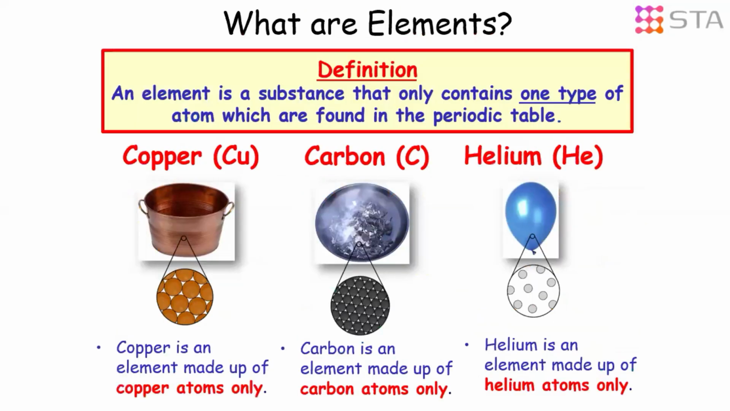Now, this is our second definition that we must learn. What are elements? An element is a substance that only contains one type of atom, which are found in the periodic table.